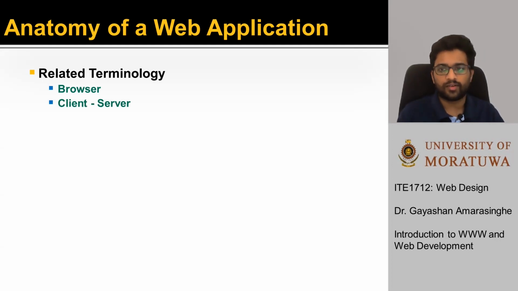The second term that we are going to introduce is client server, or client server architecture. This is an architecture that applies to most of the web applications that you see or that you use. Client in this case is an application running on a user's device or your own device. A server is a computer that belongs to an application developer. For example, Facebook has lots of servers that are running their Facebook application.